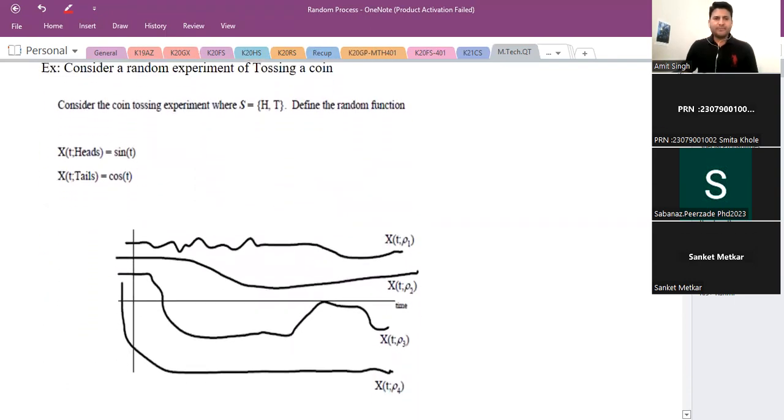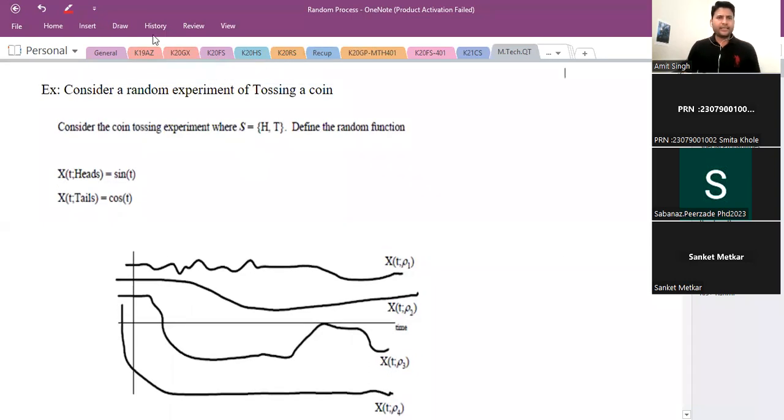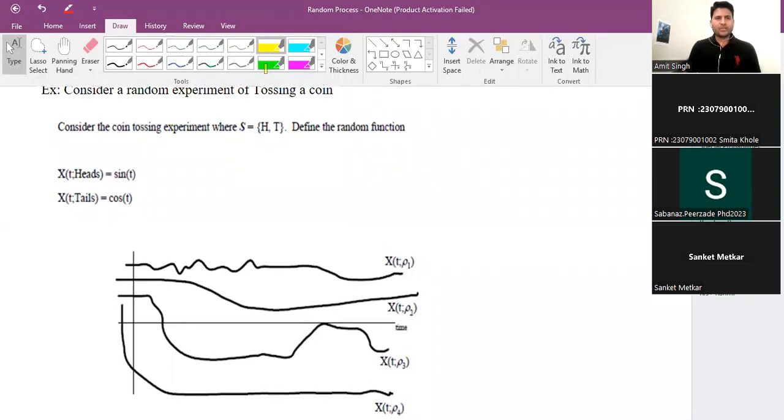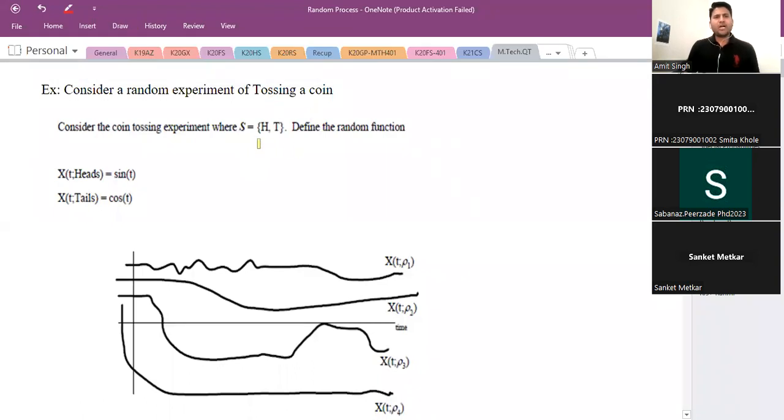So the same example, or almost the same example, that I have taken previously. Here we are considering a coin tossing experiment. The outcomes are head and tail. Now we are defining two random functions.